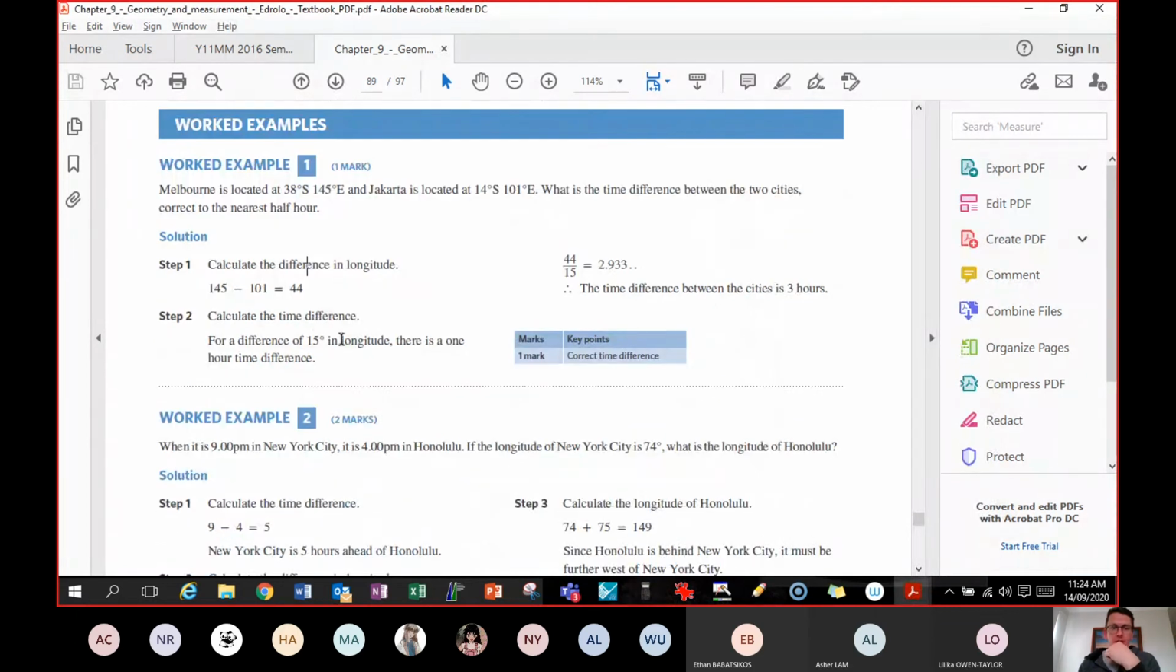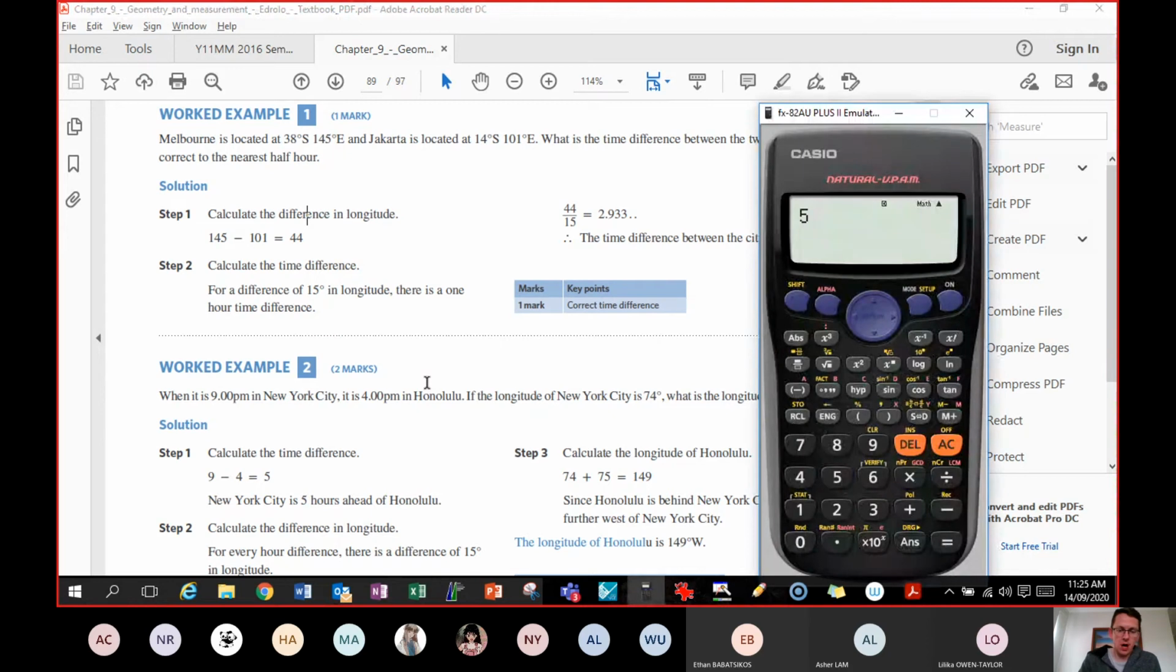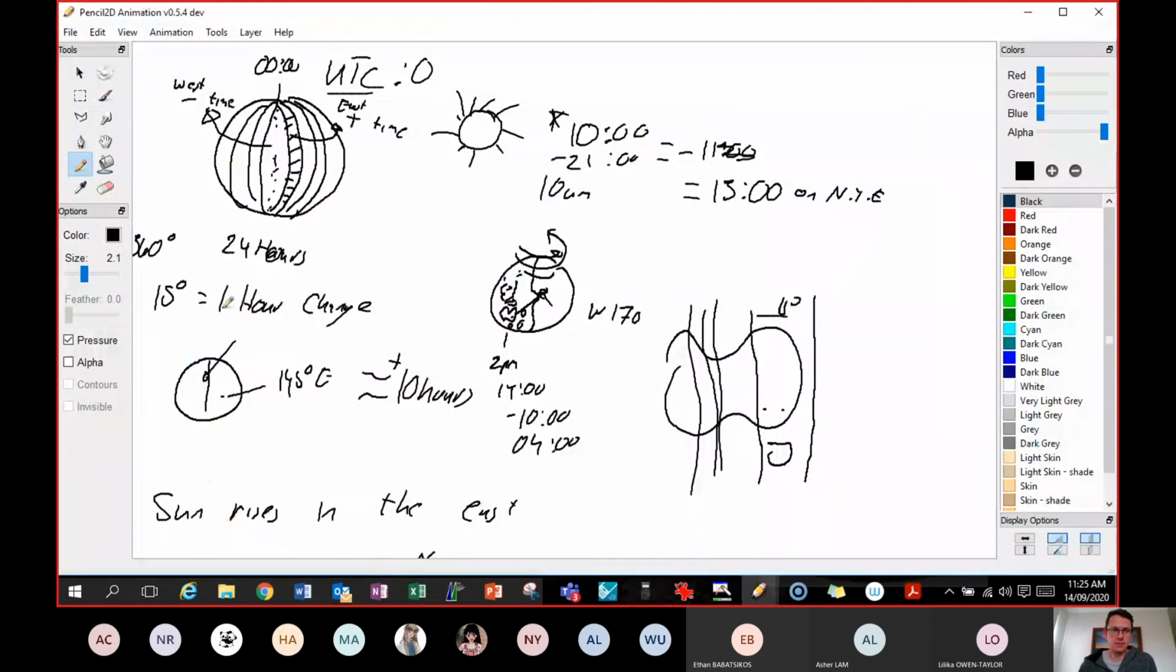For 15 degrees in longitude, there is 1 hour time difference. So that's one of the key factors. When it's 9 p.m. in New York City, it is 4 p.m. in Honolulu. If the longitude of New York City is 74, what is the longitude of Honolulu? Well, what's the time difference between them? The time difference is 5 hours, right? So we know that 5 hours times 15 degrees would be a 75-degree difference.